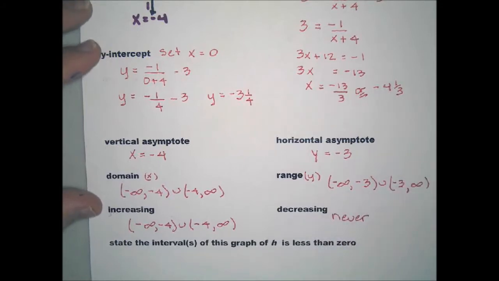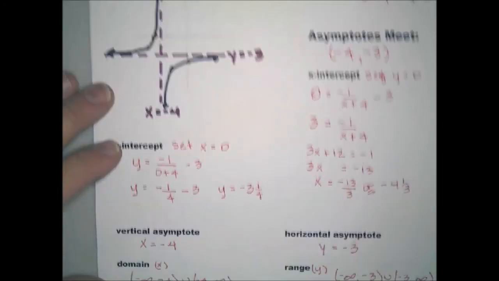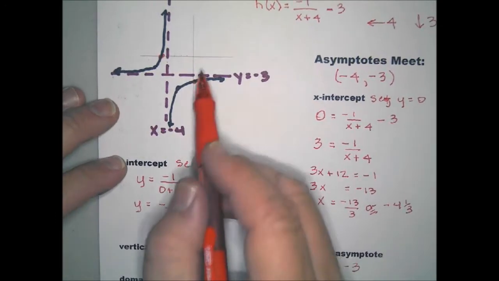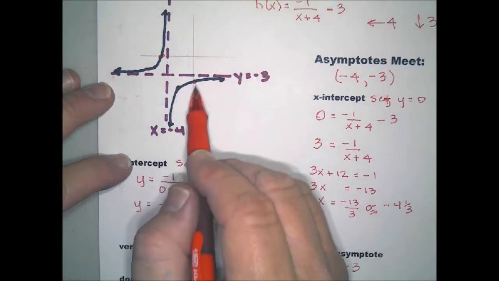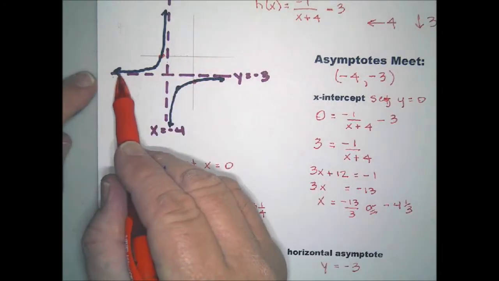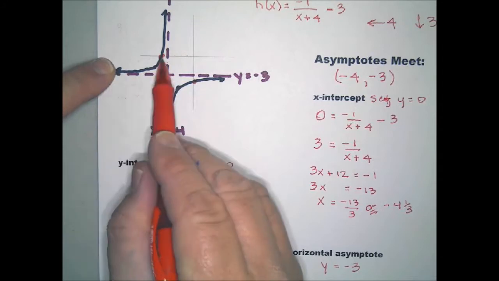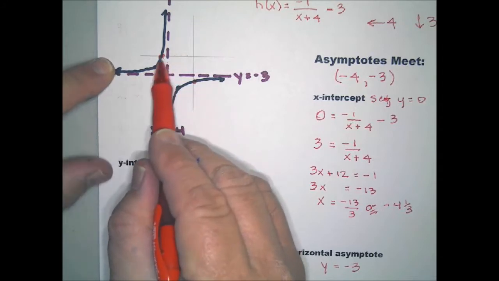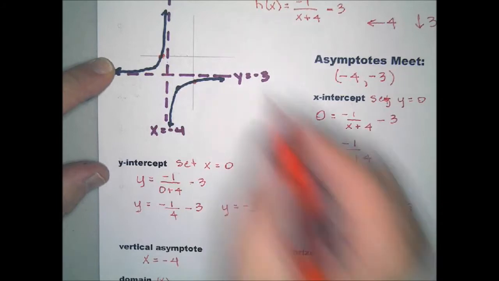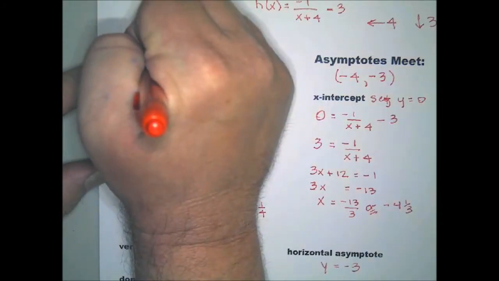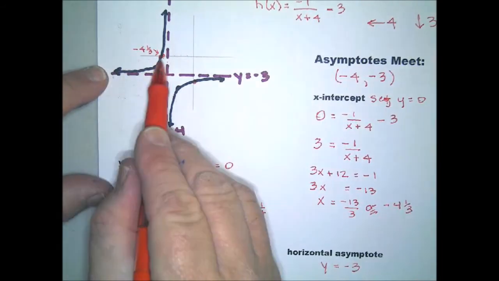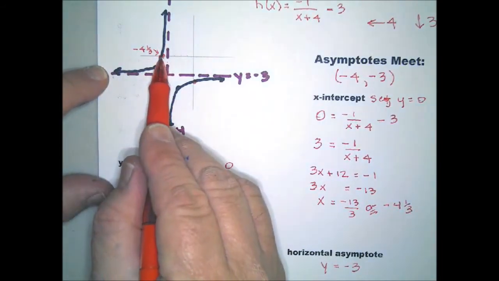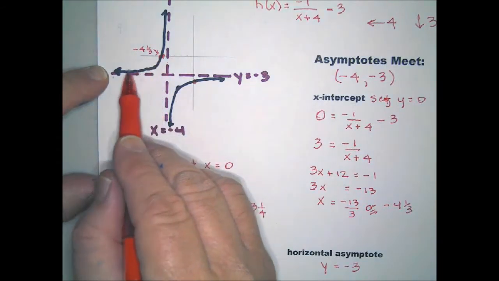Now, where is this graph less than 0? Or another way of thinking about that is, where is this graph below the x-axis? Where does it have y values below 0? Well, here's one part. From negative infinity to that point right there. And remember, that point was the x-intercept, which was negative 4 1/3. So from negative infinity to negative 4 1/3, the graph is underneath the x-axis.